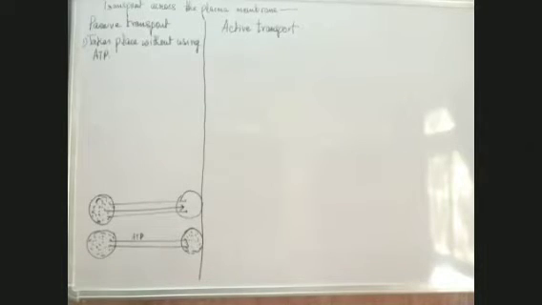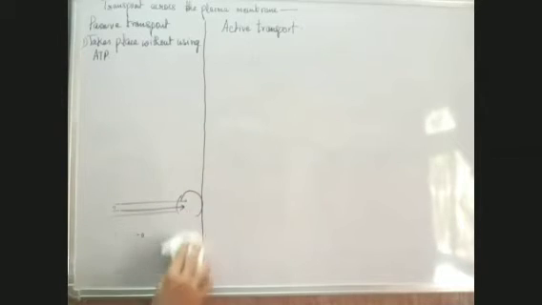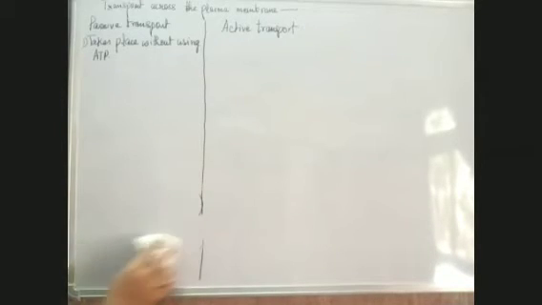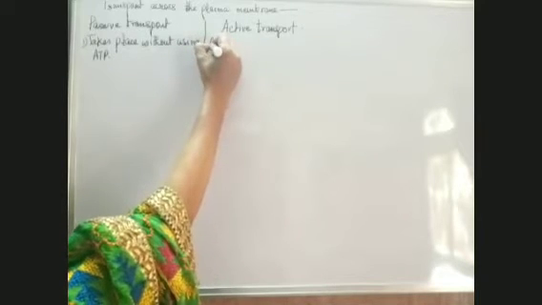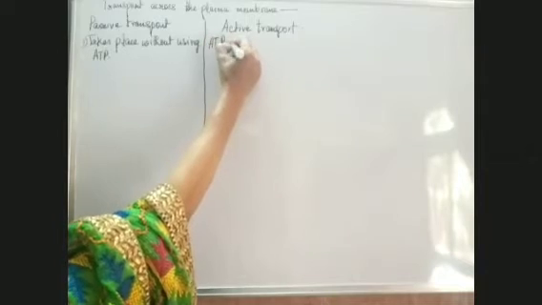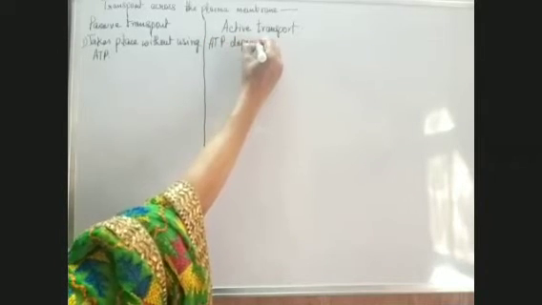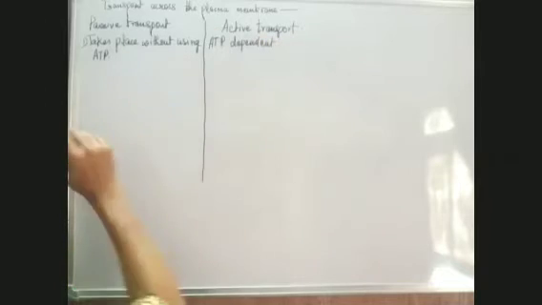Here, in the case of passive transport, this takes place without using energy, because ATP is not required. That means it is going along the concentration gradient. That is why no ATP is required, whereas in the case of active transport, ATP is required. So it is ATP or energy dependent, which means some form of energy is required for this process to take place.